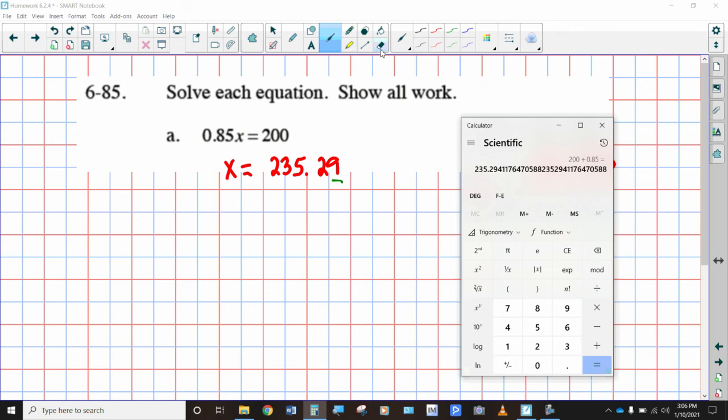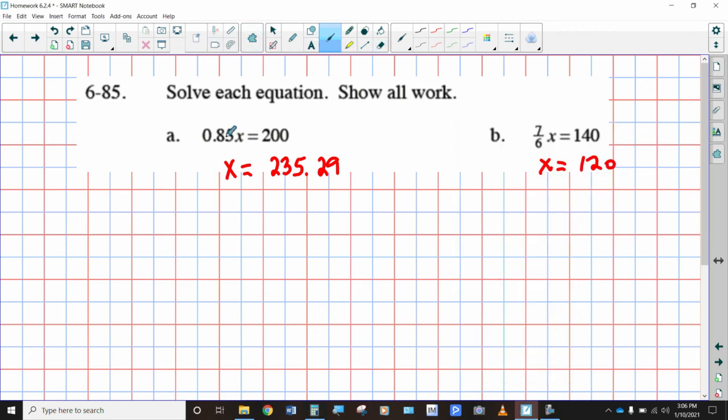If you wanted to do fraction busters because you didn't have a calculator handy, it might be handy to multiply everything times 100 and call that 85x is equal to 20,000. And maybe that's easier to do the division when you don't have the decimals in there. I think it is probably.